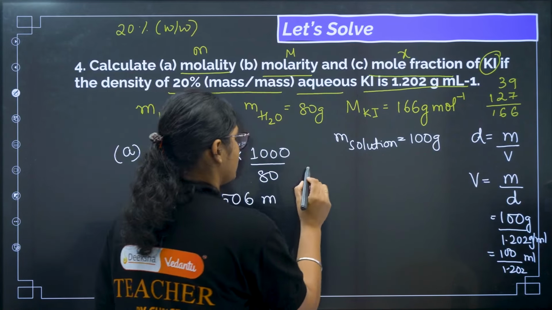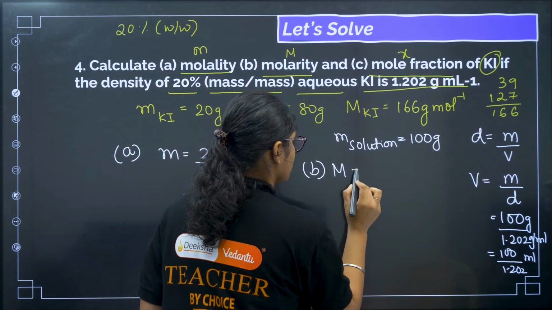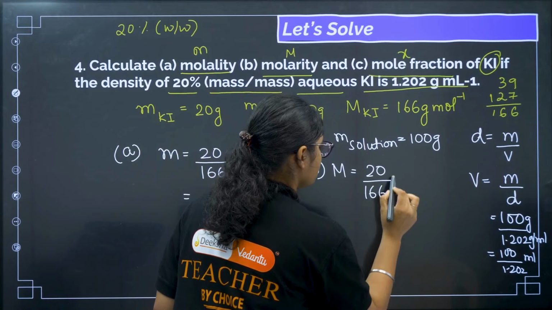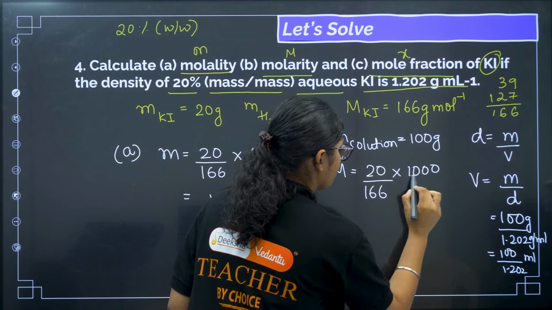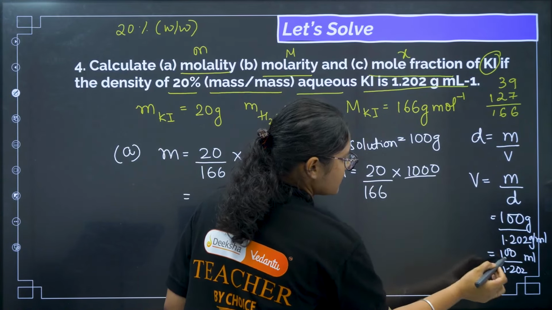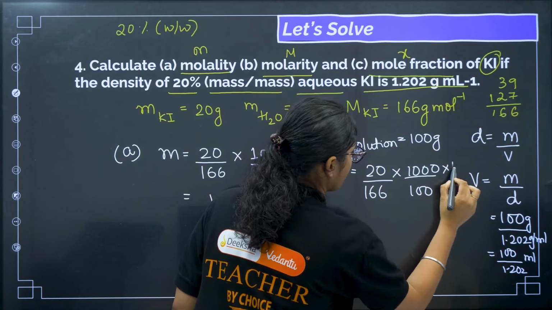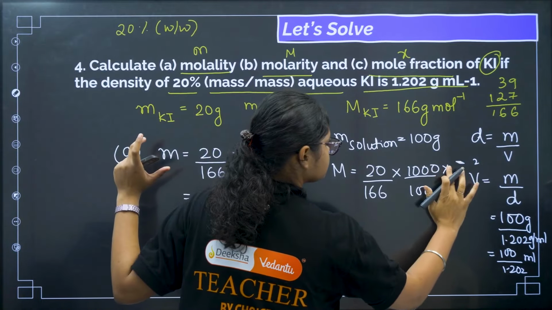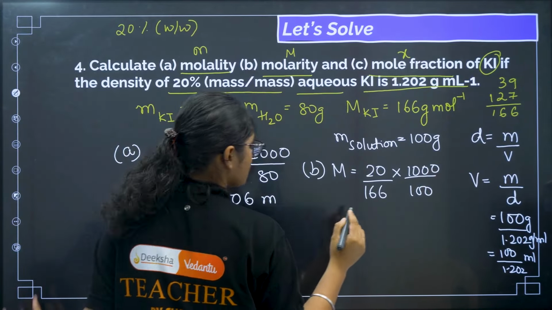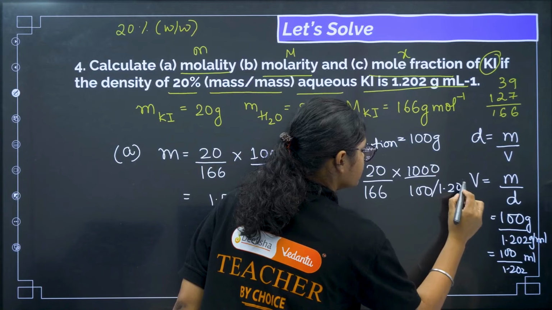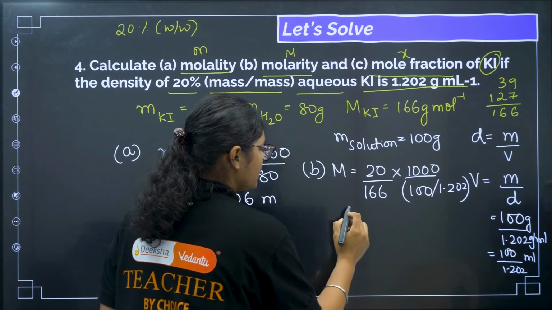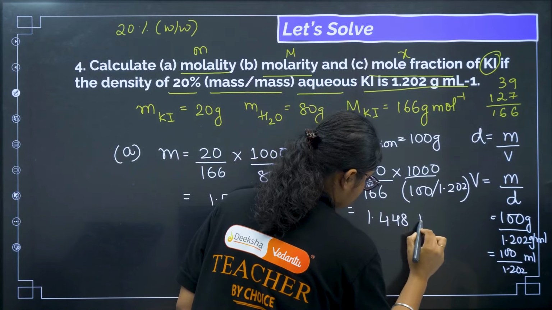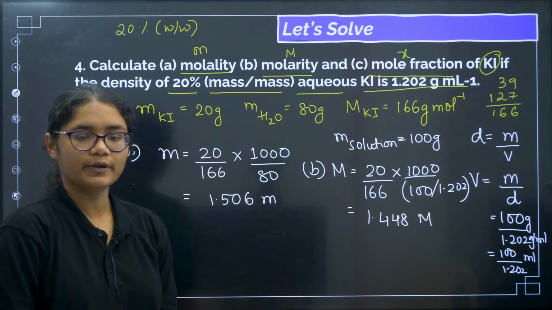Now let us calculate molarity, capital M. Again the number of moles of KI is the same, 20 by 166, into 1000 by the volume of the solution, which is 100 by 1.202. Now if I solve this, we will get around 1.448, that is capital M, molarity.